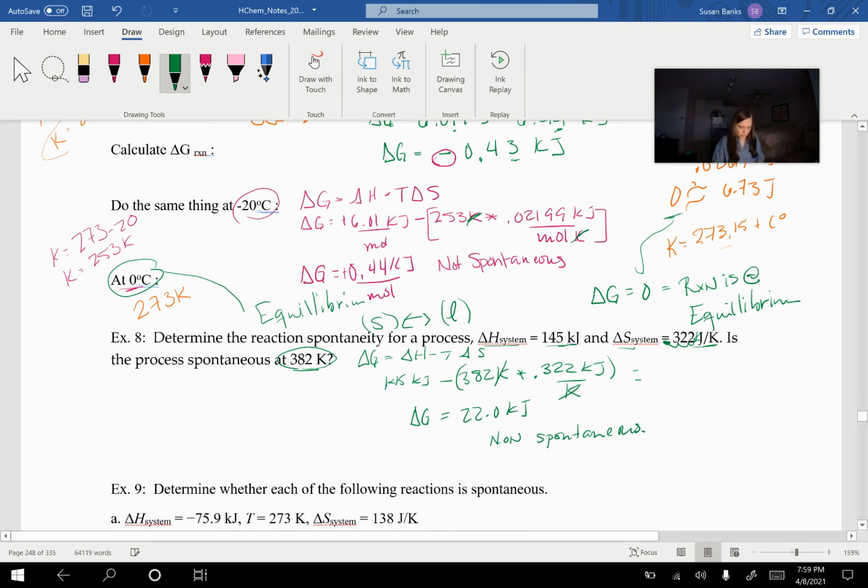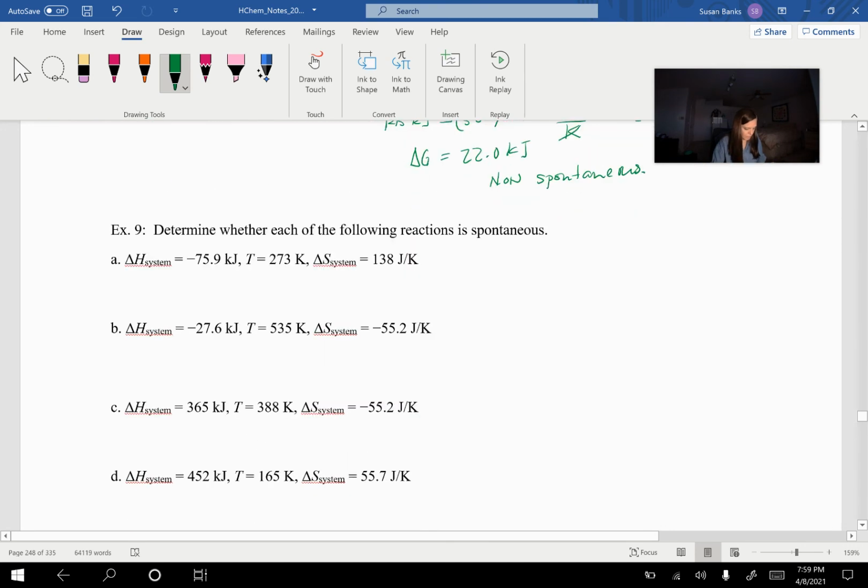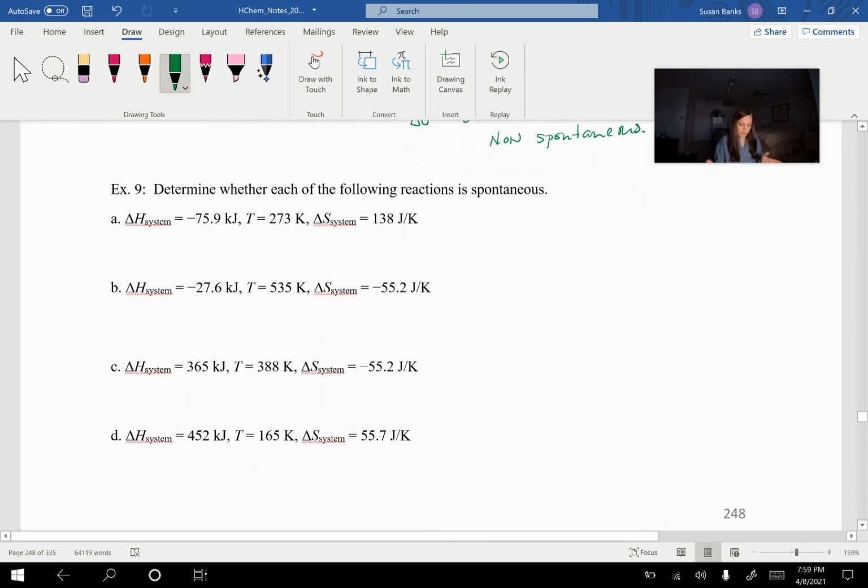Let's do number 9. We've got 4 examples. So why don't you take your time, go through these examples, and check them with me in just a minute. Okay? So we've got our delta H, we've got our temperature given in Kelvin, and we've got our delta S. Notice our delta S is in joules, so we're going to have to move my decimal place over 3 places for all of these.